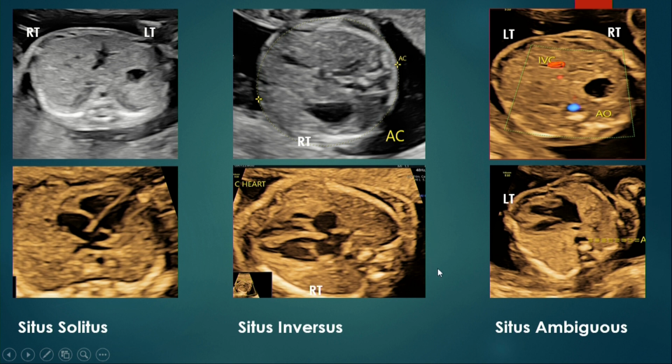The normal arrangement of internal organs, that is stomach on the left side, cardiac apex on the left side, is a normal situs solitus. Mirror image of situs solitus is situs inversus, that is stomach on the right side, cardiac apex on the right side. Anything in between these two, that is situs solitus and situs inversus, is situs ambiguous or situs heterotaxy.